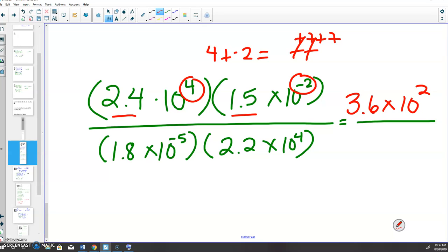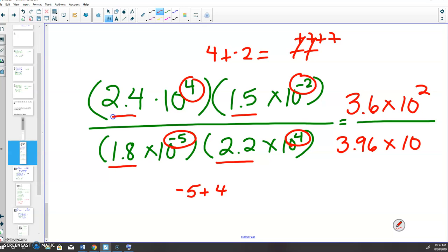Now let's just work the bottom. 1.8 times 2.2 is 3.96 times 10 to the negative 5 plus 4. So you have 1, 2, 3, 4, 5. Negative 1. Now do you have a division problem? Now you can do 3.6 divided by 3.96. What did you get?